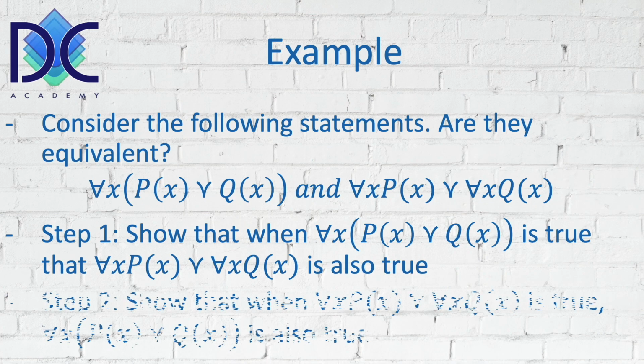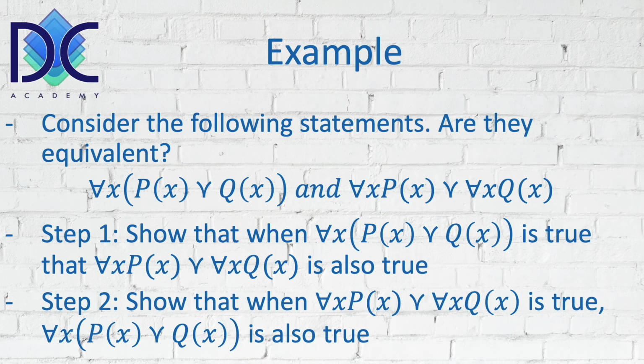In step 2, we will show that if for all x, p(x) or for all x, q(x) is true, then for all x, p(x) or q(x) is also true. So we're basically proving that the statement is true from the left to the right and from the right to the left. Now let's start with that.